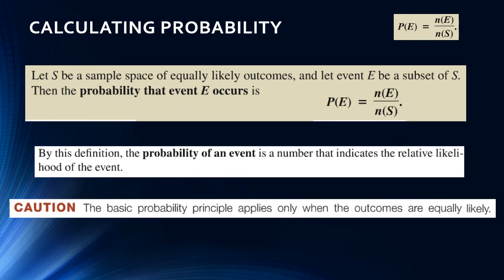The basic probability principle, or this calculation, applies only when the outcomes are equally likely. So, if you're rolling a fair die, then 1 through 6, getting any of them is equally likely. A loaded die is a die that's been weighted to land on other numbers more often. And so this probability would not work.